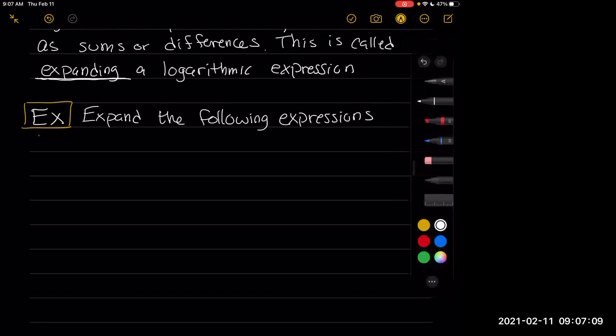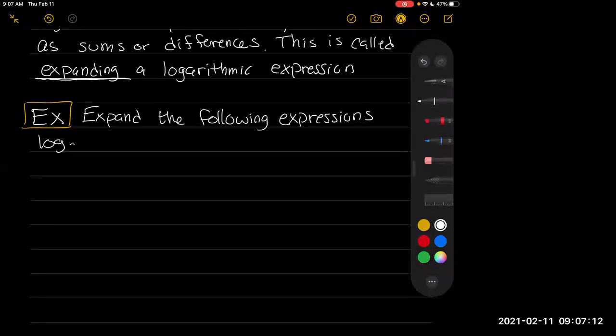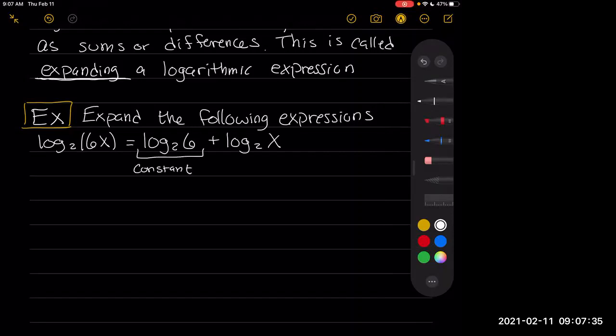Okay, so first we're going to look at log base 2 of 6x. So this will look like log base 2 of 6 plus log base 2 of x. And this is nice because this is a constant number, where this is our changing function because it has our x involved. So that's one of the reasons we'd like to separate it.